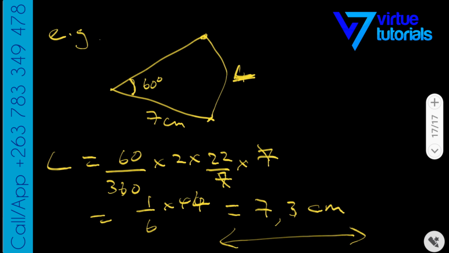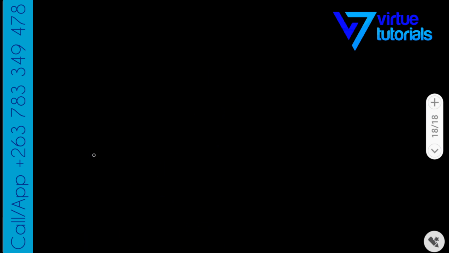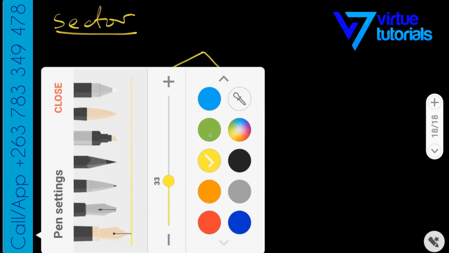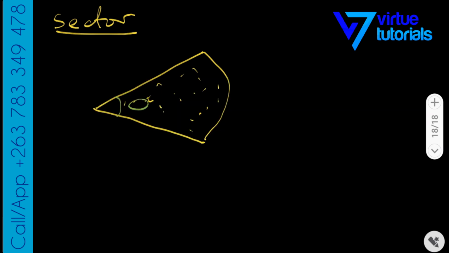Now, let's proceed to the sectors. So a sector is not to be confused with an arc. A sector is the entire slice of pizza-like shape. So if you think of a slice of pizza shape, that is your sector. So now we're looking at everything inside, not the boundaries. We have the same things: the angle theta, and a radius and a radius.